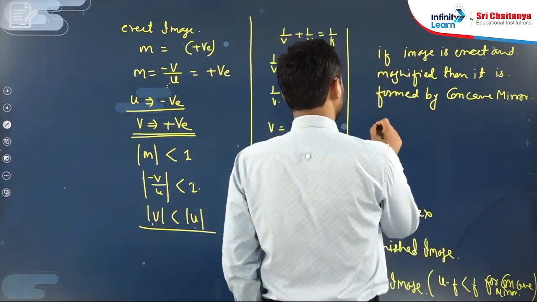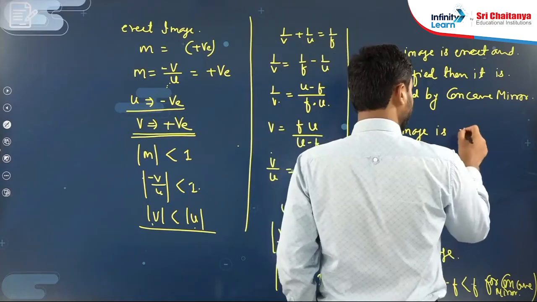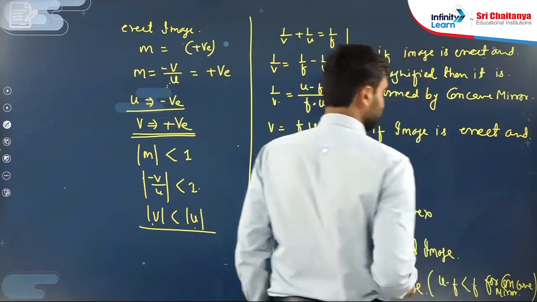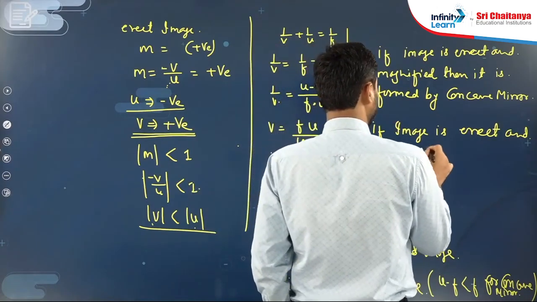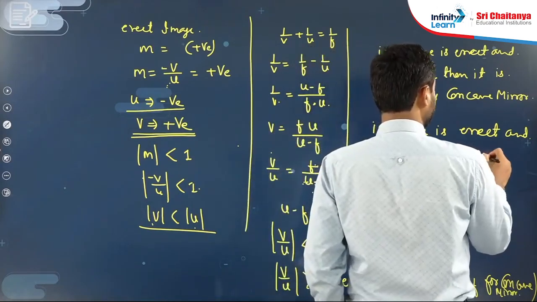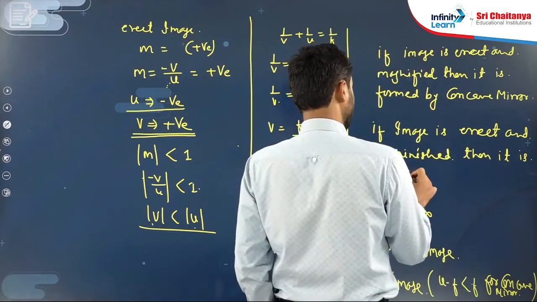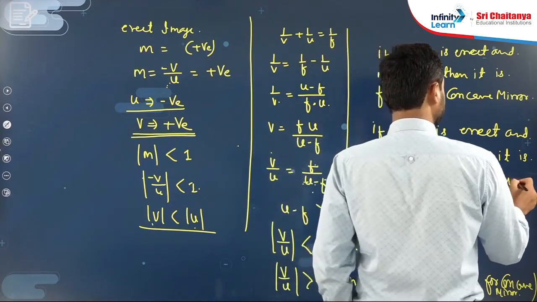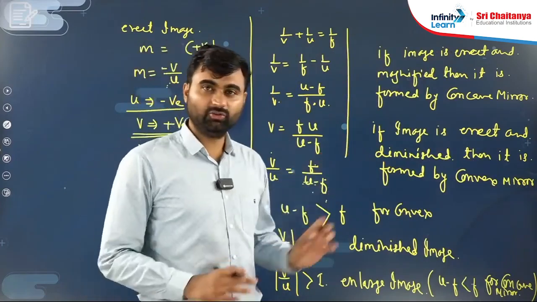Second, if the image is erect and diminished, then it is formed by a convex mirror, right?